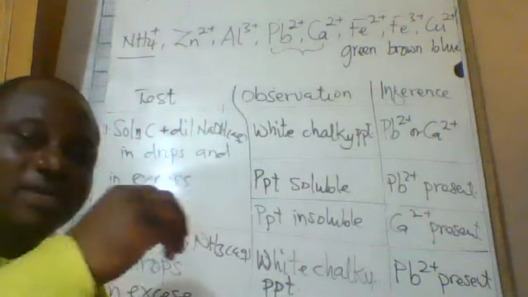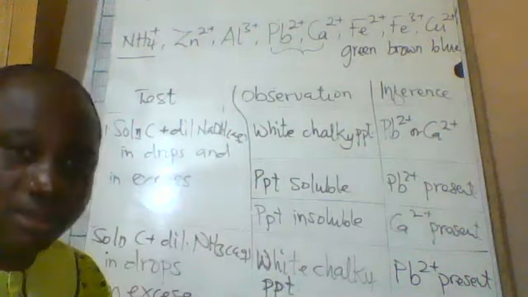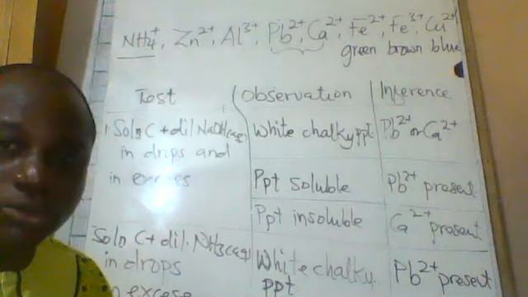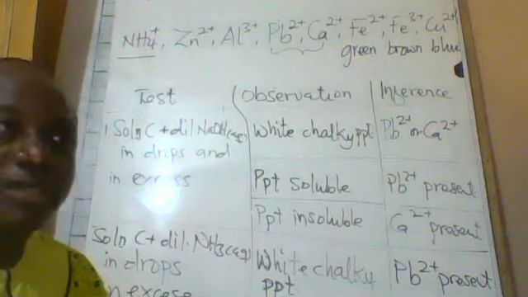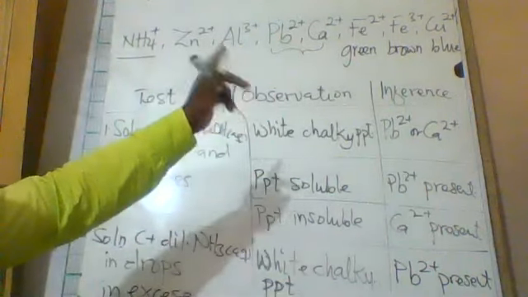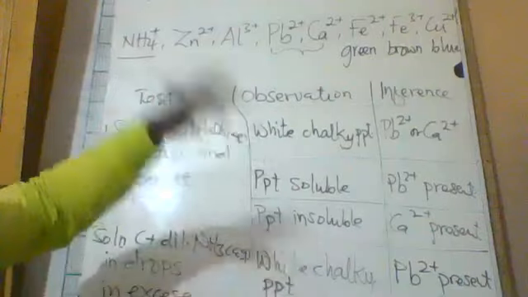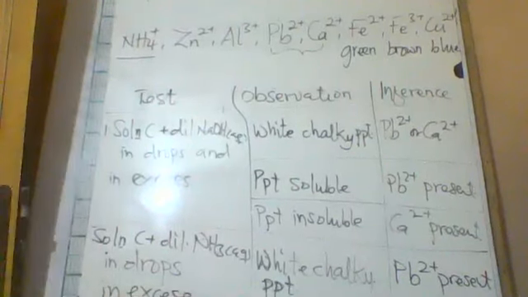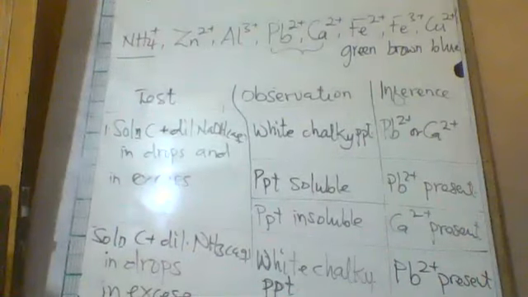And that is one of the characteristics of the transition metals. They form colored compounds. So the iron 2, iron 3, and copper are all transition metal ions, and that is why their solutions are colored.